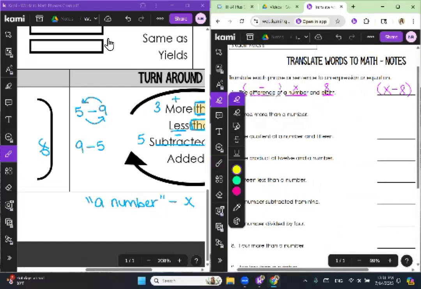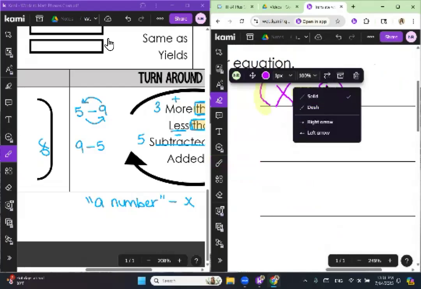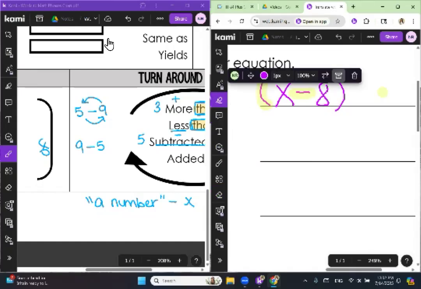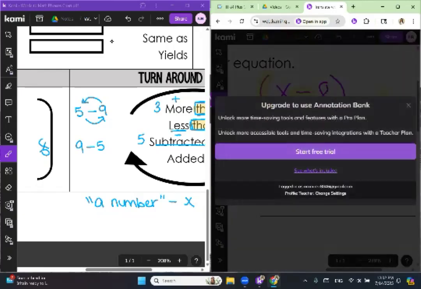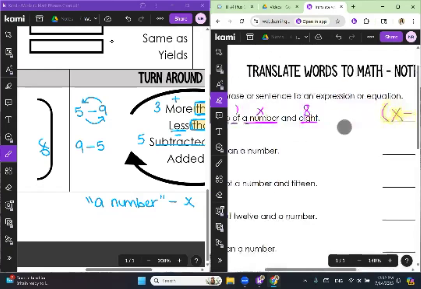Okay. I'm going to highlight it and read it to you. The difference of, why did I do that? Of a number and 8. Okay. Try it again. The difference of, why is it doing this? Sorry, guys. Of a number and 8. Okay, let's try the next one.